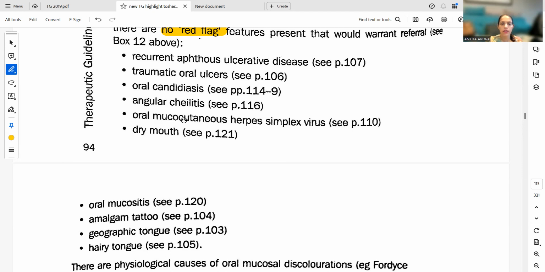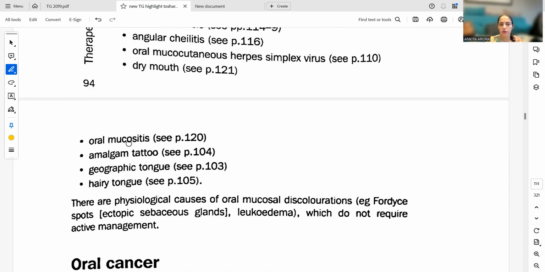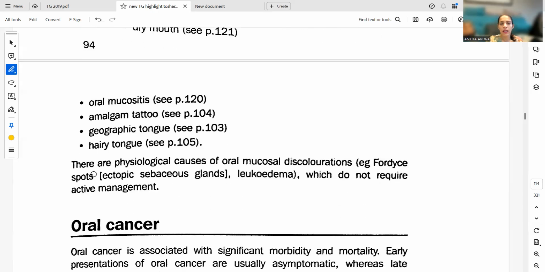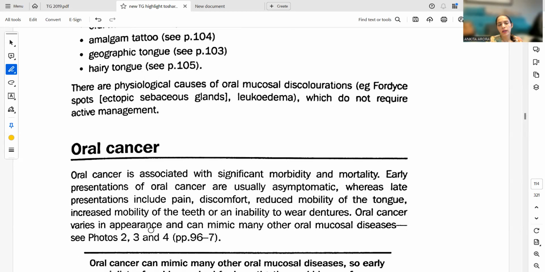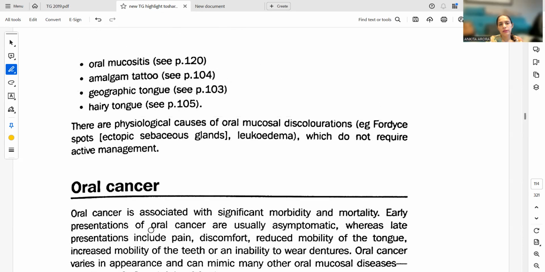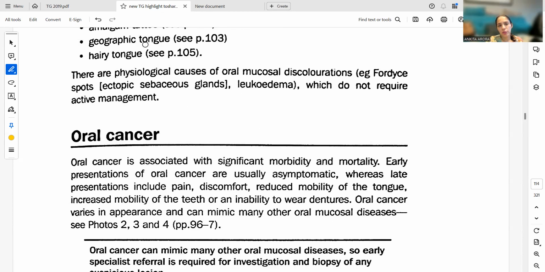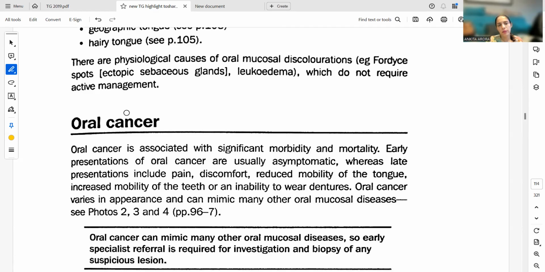Candidiasis, angular cheilitis, oral herpes simplex virus lesions, dry mouth, oral mucositis, just the inflammation of mucosa, amalgam tattoo, geographic tongue, and hairy tongue. There are physiological causes of oral mucosal discolorations, which are Fordyce spots, which are ectopic sebaceous glands, seen in the buccal mucosa usually, and leukoedema, which do not require active management. So these are the ones which we would read about in the forthcoming pages.